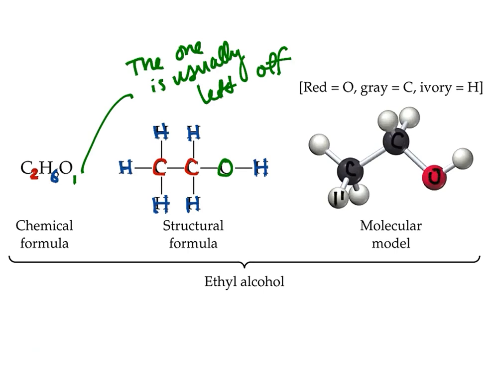Now here you can see the atoms have certain colors, the elements have certain colors associated with them. So the model actually gives you even more information. You can see that the carbons are shown in black, the hydrogens are white, and the oxygen is red. Not only do you see how they're connected to each other, but you can see the shape of the molecule as well.